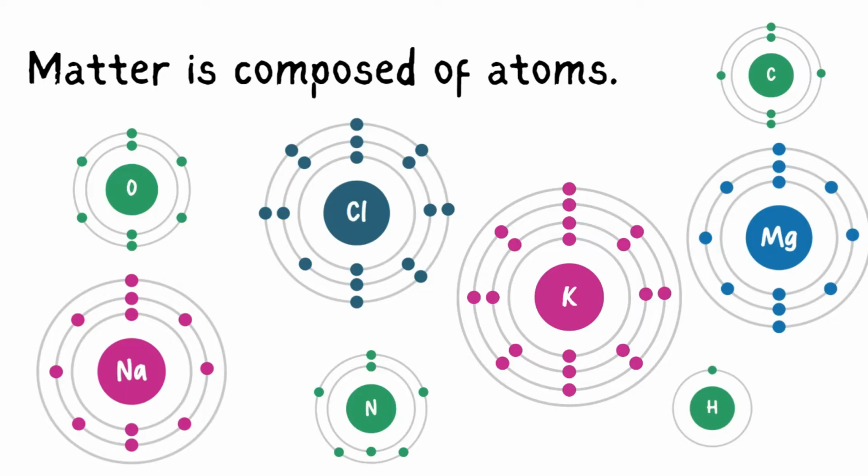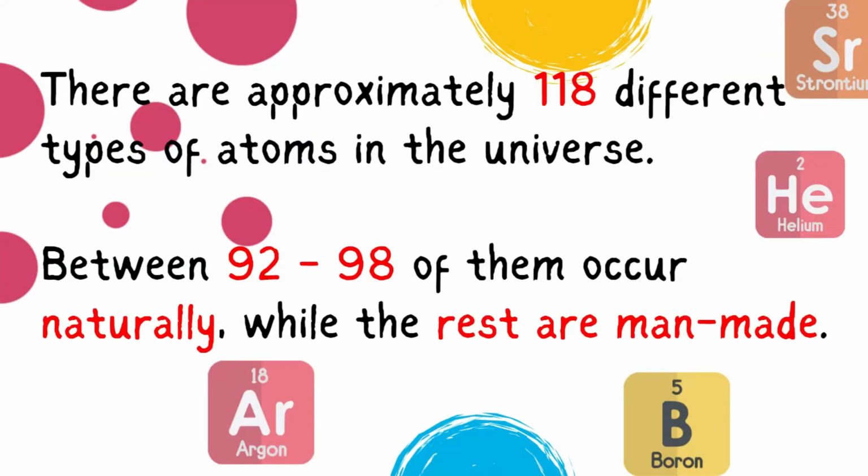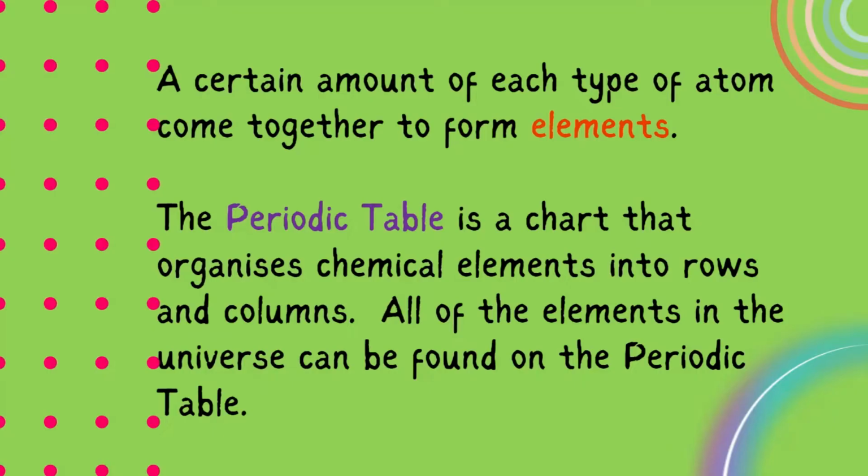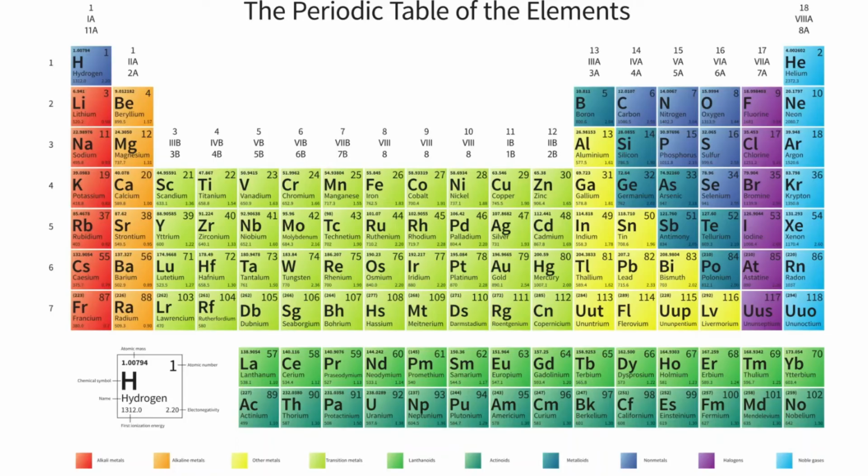Matter is composed of atoms. There are approximately 118 different types of atoms in the universe. Between 92 and 98 of them occur naturally, while the rest are man-made. A certain amount of each type of atom come together to form elements. The periodic table is a chart that organizes chemical elements into rows and columns. All of the elements in the universe can be found on the periodic table.